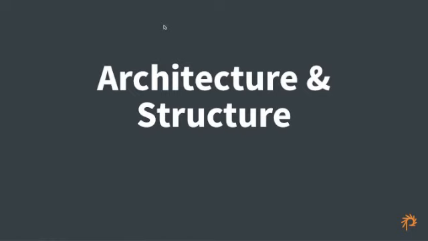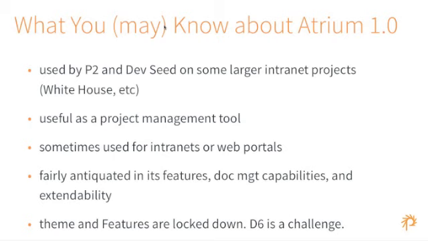All right, thanks, Karen. Welcome, everybody. So let's start by talking a little bit about what you might already know about Atrium 1. Open Atrium 1 was developed several years ago by Development Seed and then acquired by Phase 2 and used for some very large projects, including the White House. It was very project management focused. It was used for web portals and intranets and university sites and churches and lots of different types of sites.